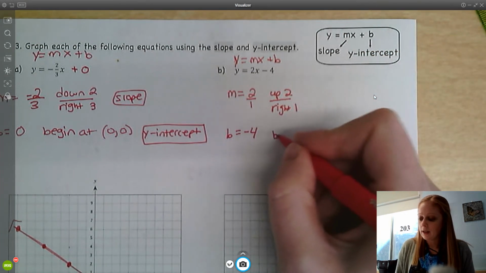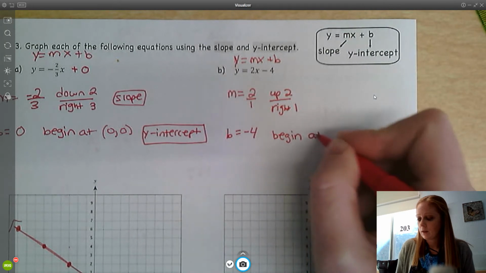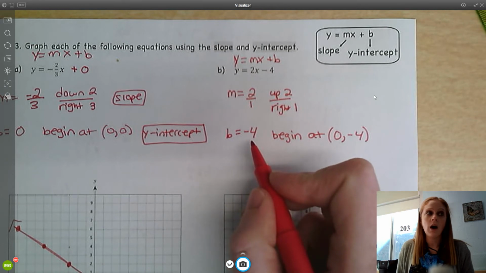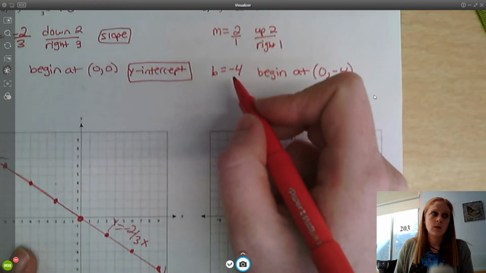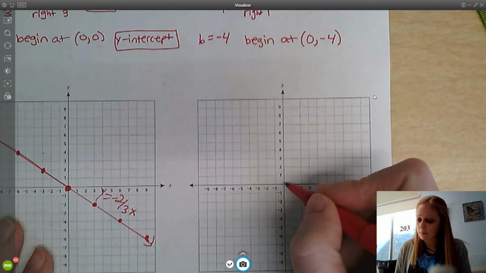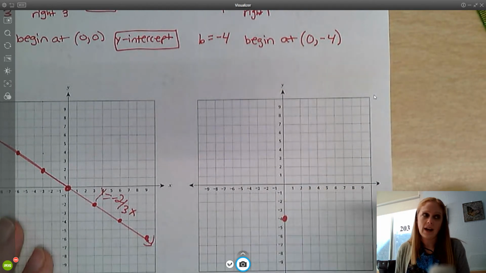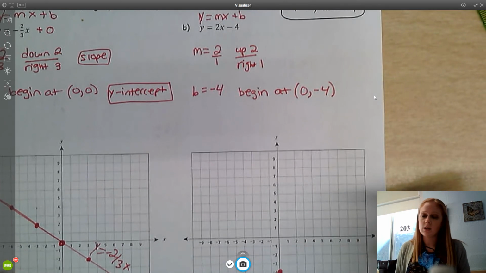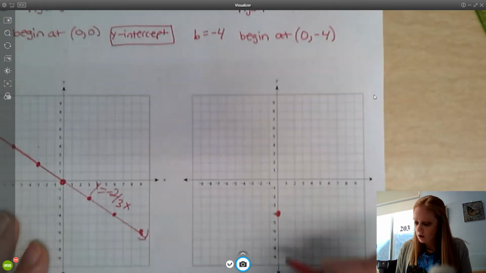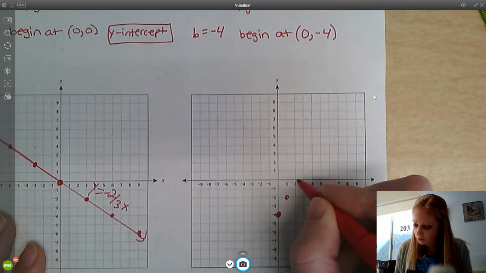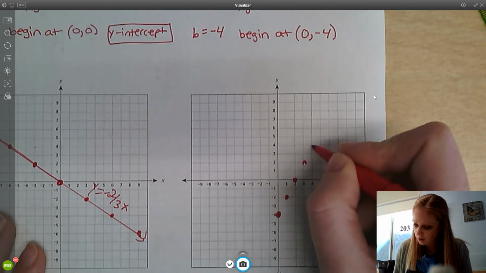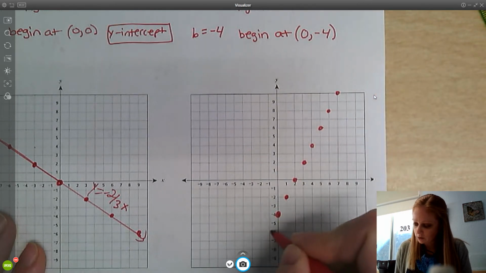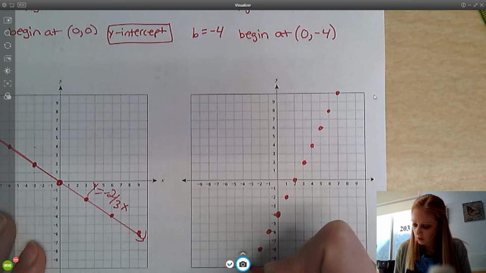We're going to begin at the point 0, comma, negative 4 on the y-axis. Okay, so let's do that. We're going to begin at the b, begin at negative 4 on the y-axis, the point 0, comma, negative 4. And then we're going to move up 2, right 1 because our slope is positive 2. Up 2, right 1, up 2, right 1, and so on. Reverse: down 2, left 1, down 2, left 1.